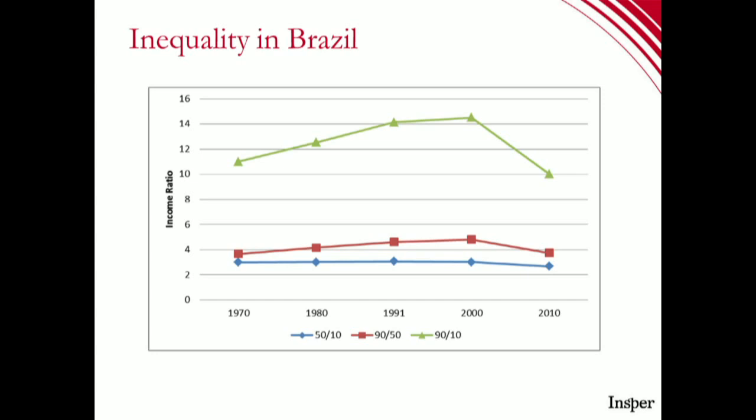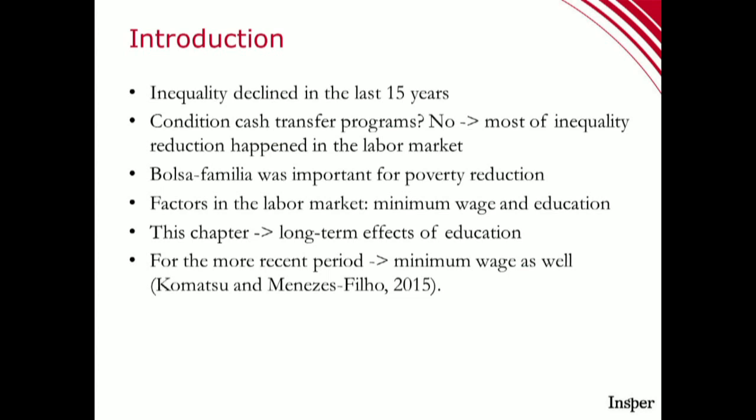This has happened both in the 90-50 ratio and in the 50-10 ratio. For the 50-10, the blue line, there is a strong reduction as well, but it's difficult to see because of the scale of the graph. So inequality reduced a lot in the last decade. Just to say briefly about this reduction in inequality in the last few years, most of it was due to what happened in the labor market. Conditional cash transfers were important to reduce poverty, but not so much inequality. So in order to understand this inequality reduction, we have to look into the labor market. Most studies show that the minimum wage and the increase in education supply are important factors for explaining this recent reduction in income inequality.